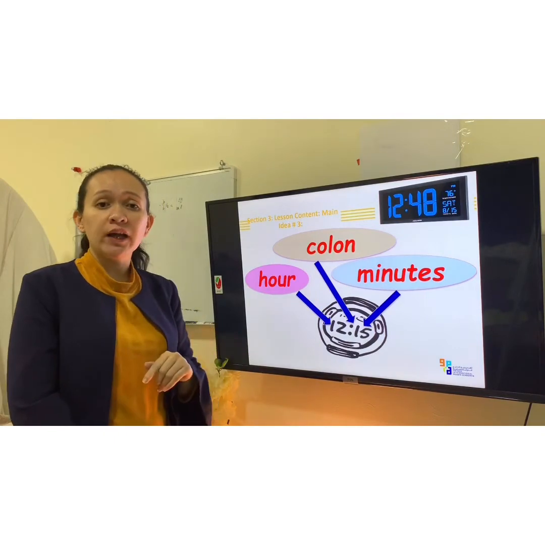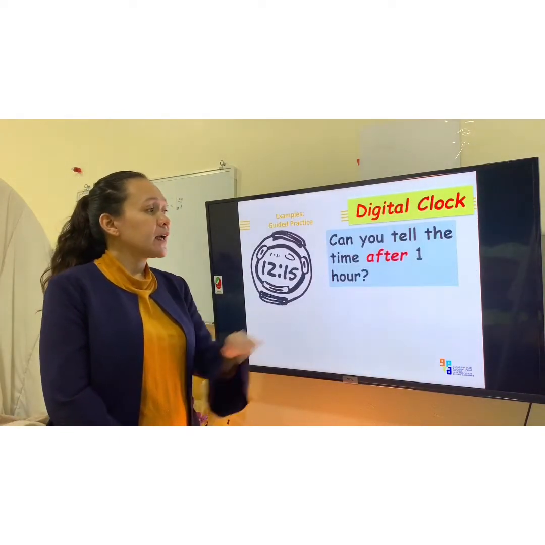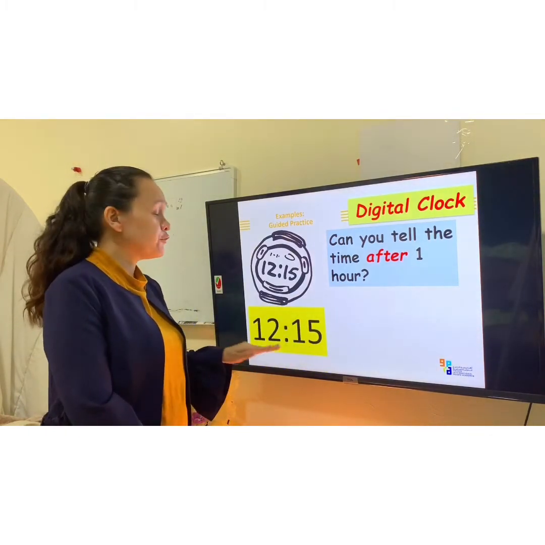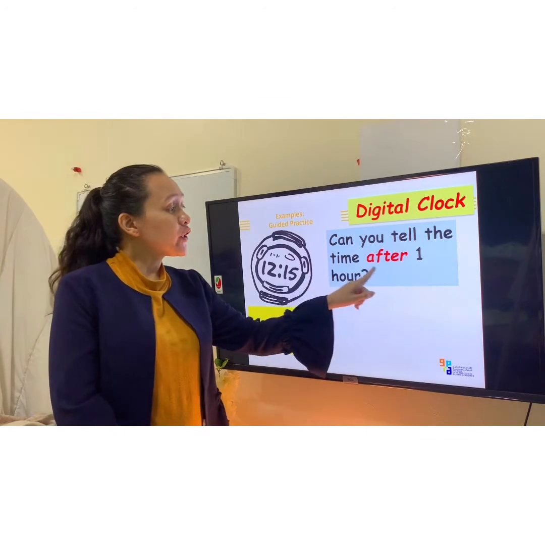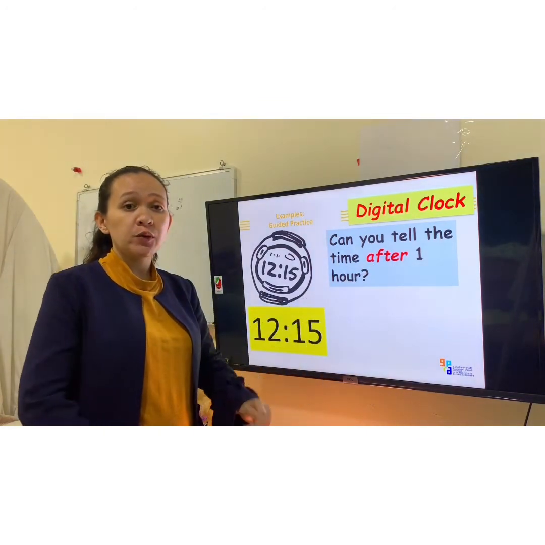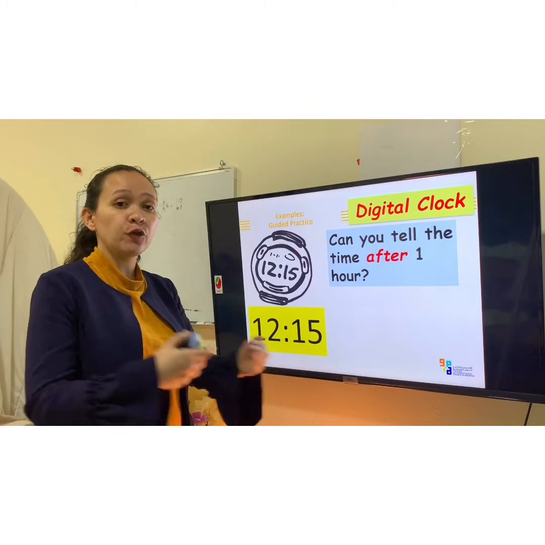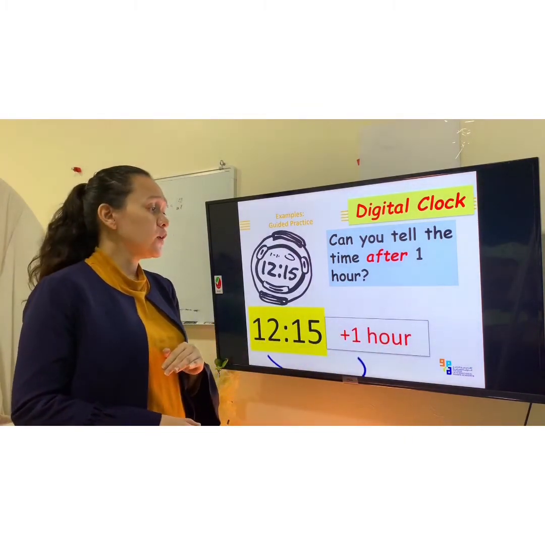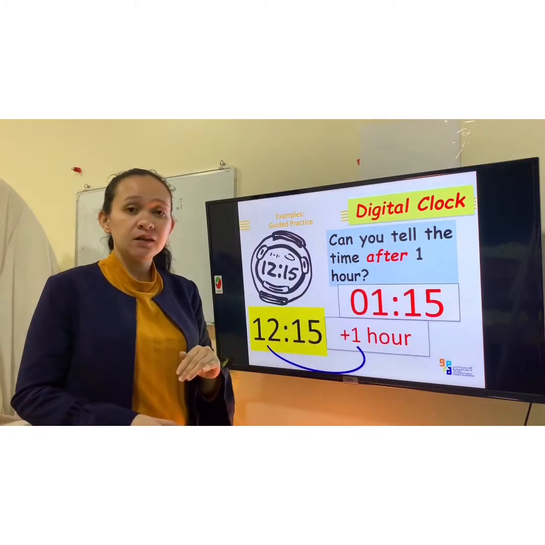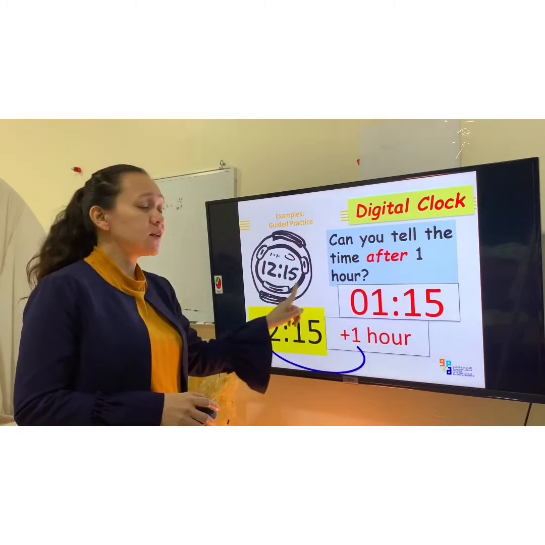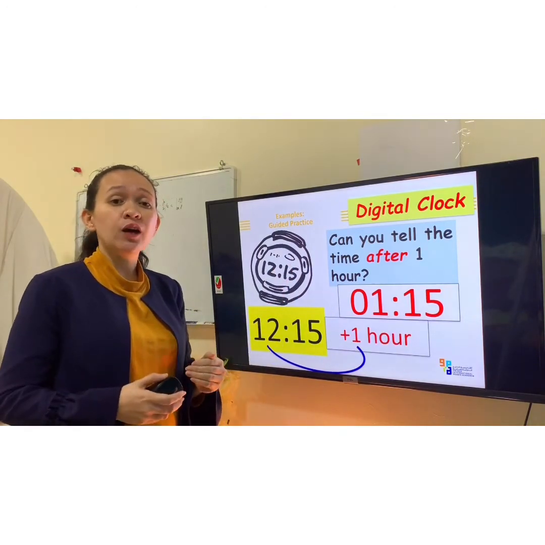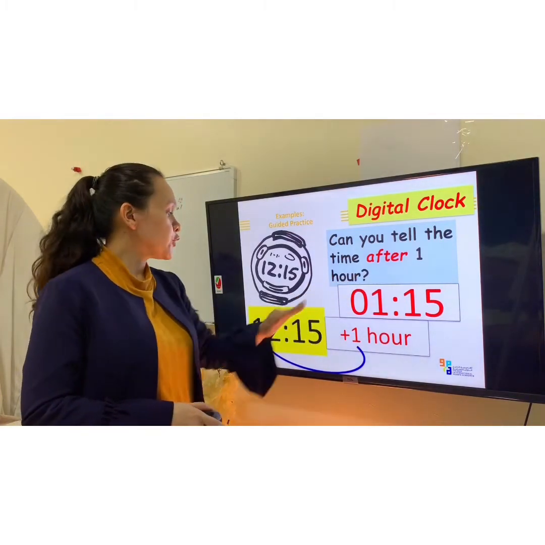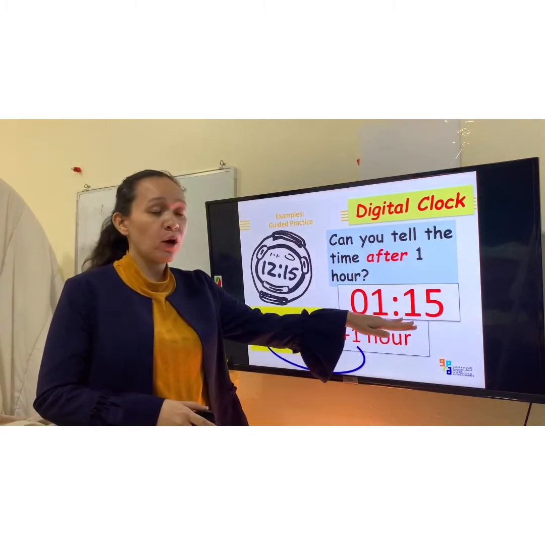Now let's try to answer this question. Can you tell the time after 1 hour? If the time is 12:15. Don't forget the word after. So you are going to add, or you are going to count forward. So 12 plus 1 hour is equal to 1:15. Know why? Because the clock goes only up to 12, so you have to start counting again from 1. So 1 hour after 12:15, the answer is 1:15.